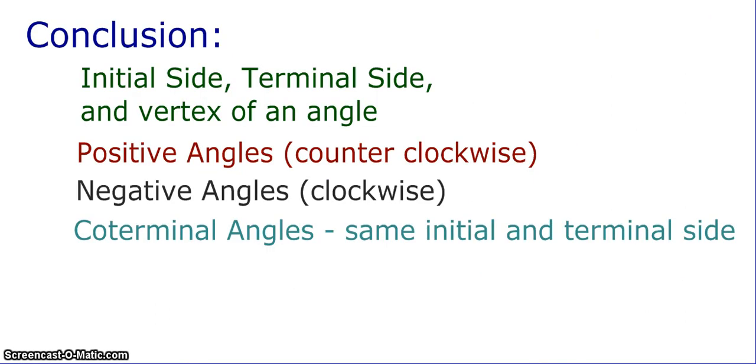Alright, so just in review then, we want to make sure we understand what is the initial side, what is the terminal side, what is the vertex of an angle, what is an angle in standard position versus not standard position, how we find positive angles versus negative angles, and then what are coterminal angles. Again, the idea of coterminal angles is going to be very important throughout the entire trig unit, so we really want to make sure we understand that and how to find them.